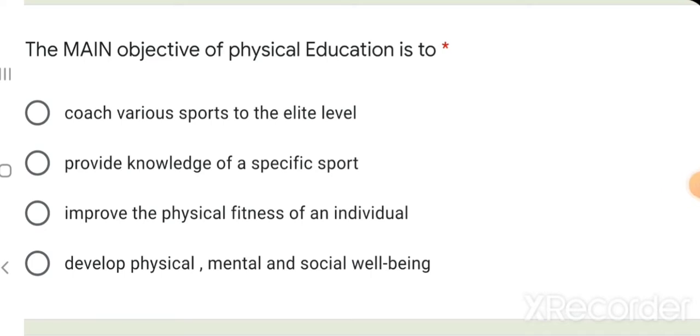The first question is, the main objective of physical education is to: 1. Coach various sports to the elite level. 2. Provide knowledge of a specific sport. 3. Improve the physical fitness of an individual. 4. Develop physical, mental, and social well-being. The answer is develop physical, mental, and social well-being.